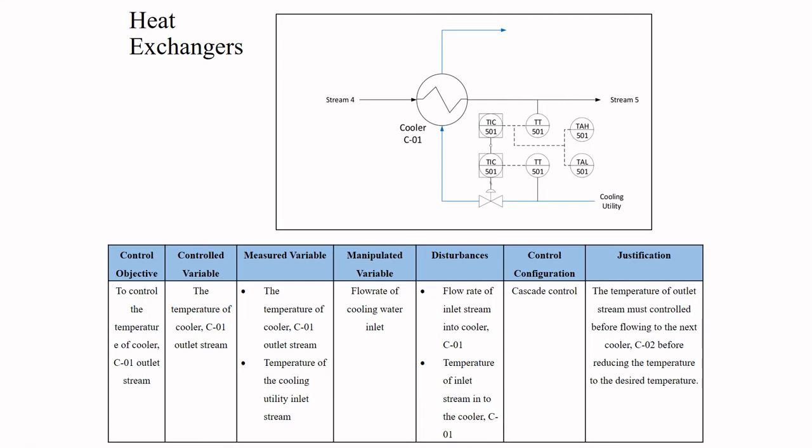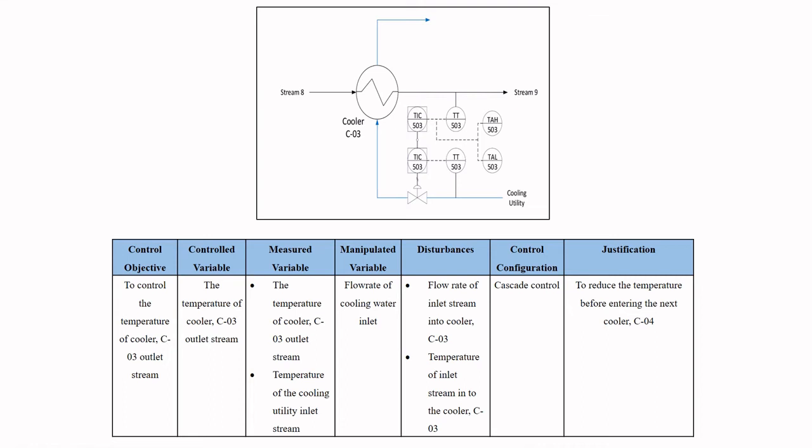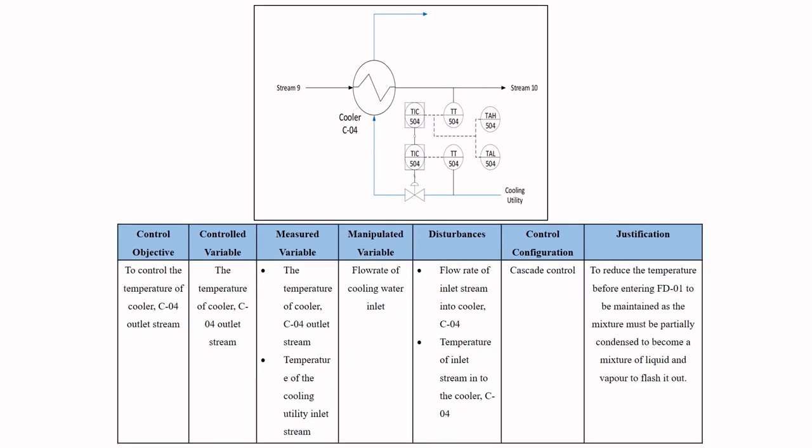For cooler 1, the temperature of the outlet stream must be controlled before flowing to the next cooler, C02, before reducing the temperature to the desired temperature. For cooler 2, exceeding or lowering the set point temperature would affect the conversion and reaction rate. For cooler 3, to reduce the temperature before entering the next cooler, which is cooler 04. For cooler 4, the temperature before entering flash drum 1 must be maintained as the mixture must be partially condensed to become a mixture of liquid and vapor to flash it out.